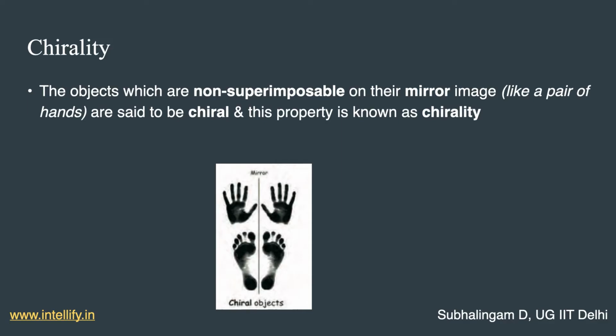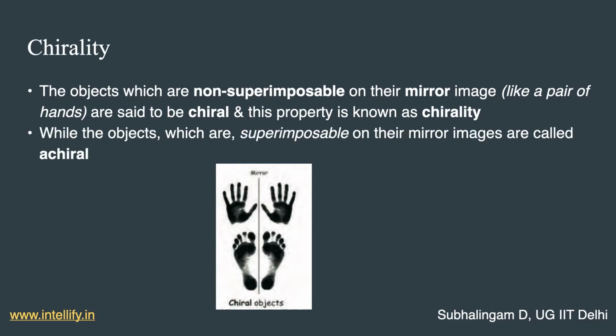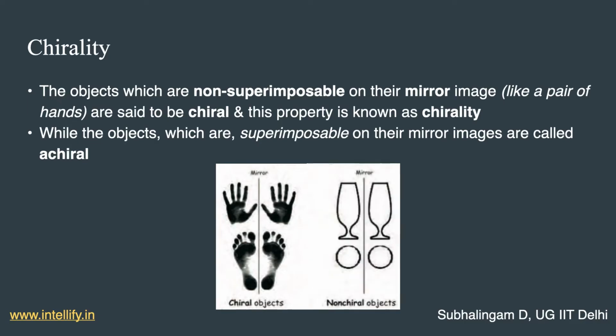However, we have seen many things that are superimposable on their mirror image. So what are they called? Some of you might have guessed by now. And yes, it is achiral. So what is achiral? Objects which have superimposable mirror images are called achiral. For example, these two on my right. So these are called achiral, or sometimes they are called non-chiral objects.